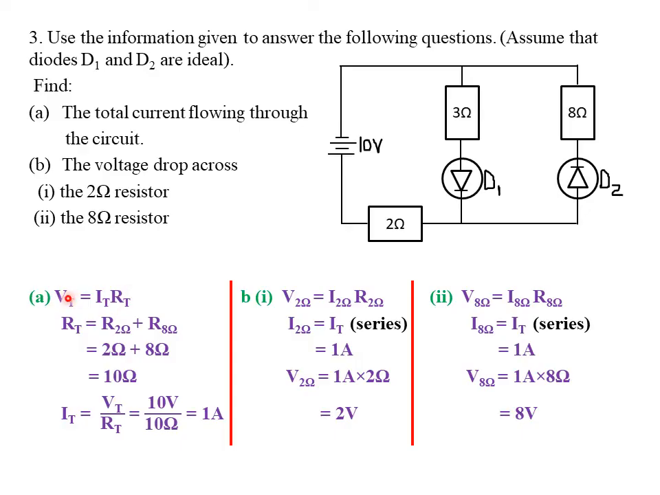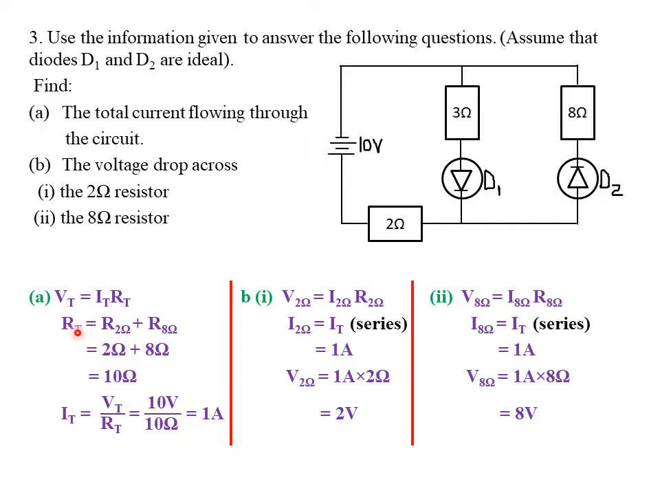So because we are already given the total voltage through the circuit, which is 10 volts, what we just need to find is the total resistance. Now, when you look at the 2 ohm resistor and of course the 8 ohm resistor, these ones are in series connection, of course, with the battery.